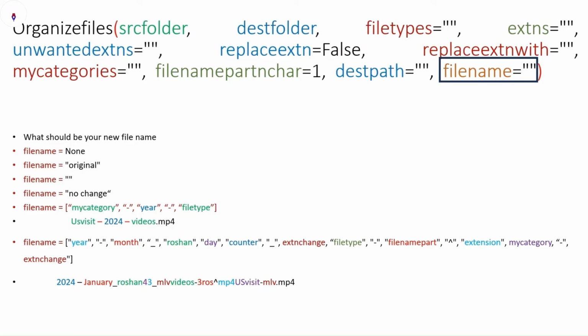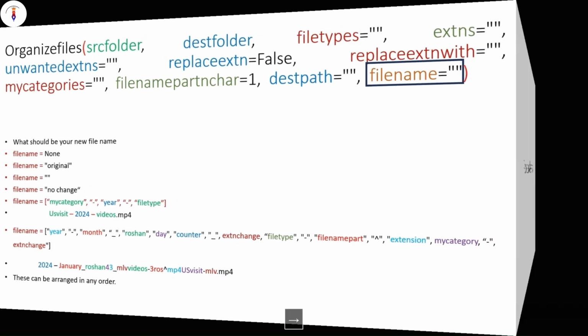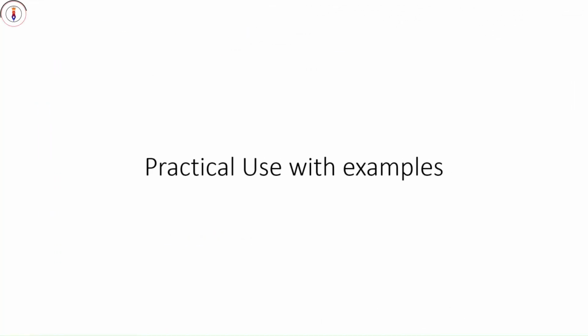4 is the date the video was taken on. 3 is the counter. MLV is the new extension. Videos is the file type. 3 ROS is the original file name part. You can use this symbol as a separator also. Then extension, then my category, then again extension change. You can arrange these terms in any order and your file names will be generated according to the order you specify. Now let's take an example.